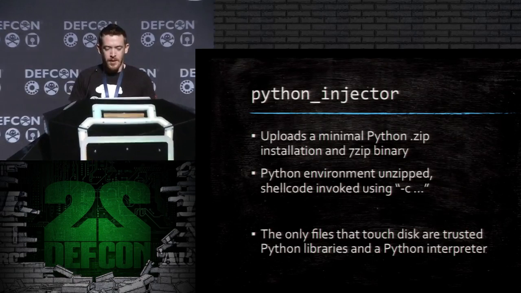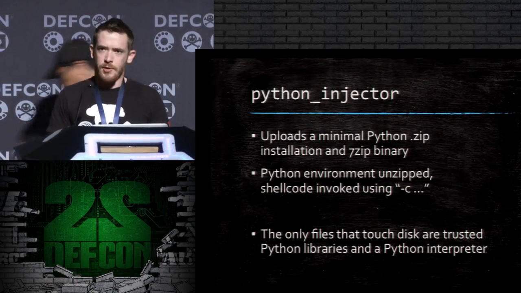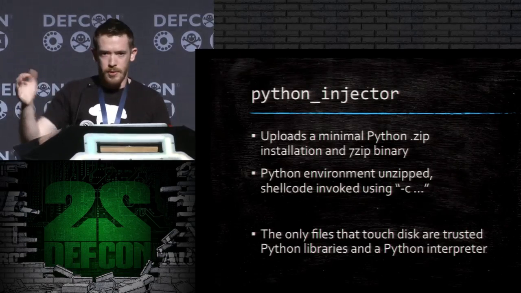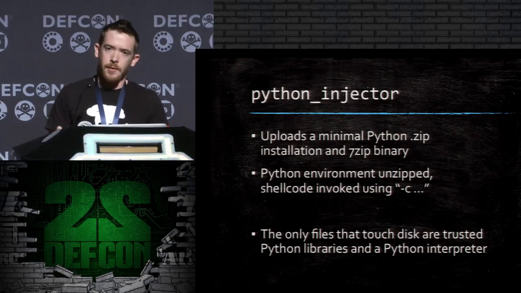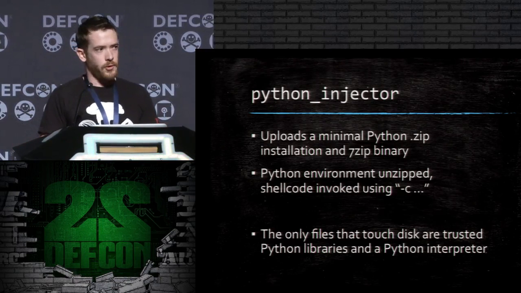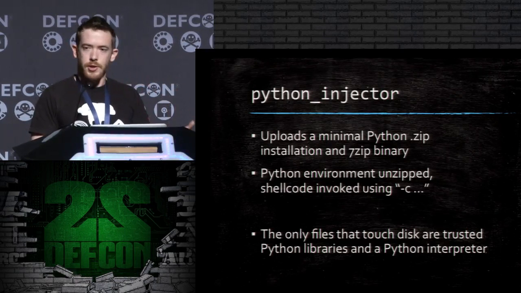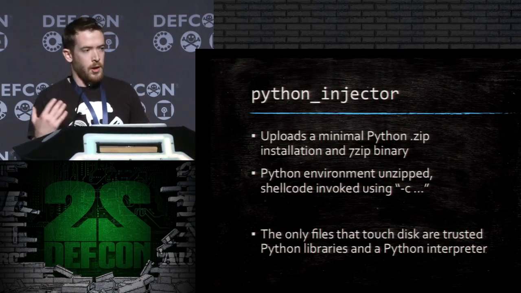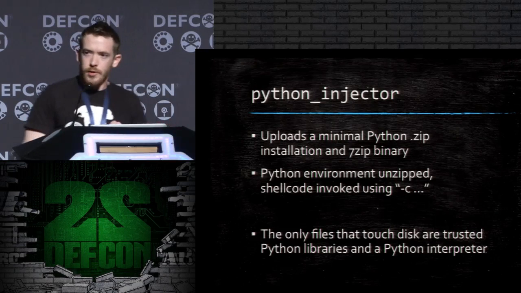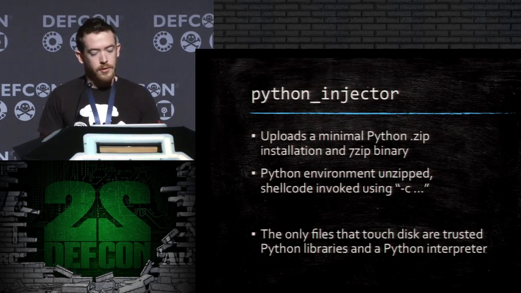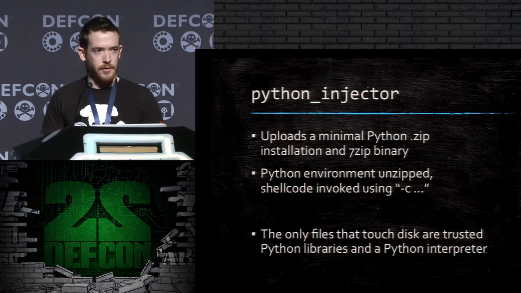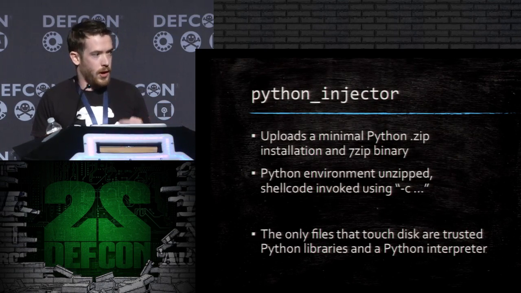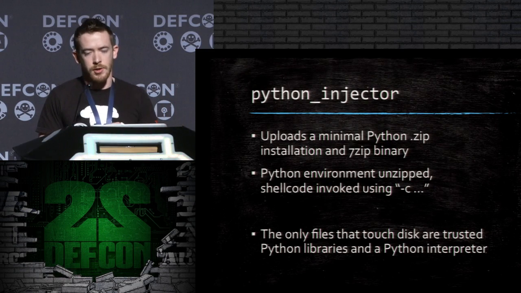So the Python injector, it'll upload the Python zip and a 7-zip binary to the host, and it'll unzip the entire thing to disk into a temporary folder. And then it uses the -c option with Python.exe to run a little one-liner that injects shellcode straight into memory. So this is very similar to PowerShell injection that a lot of people are familiar with. What's nice about this is the only files that touch disk are the trusted Python libraries and the trusted known Python interpreter. So this can help you get by certain types of reputation filters that say, I haven't seen this exe before, I don't know if it's bad, but I'm going to provide additional protections on it because it's unknown.